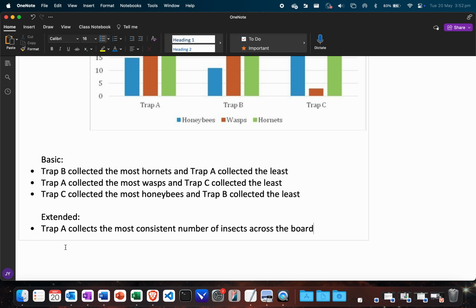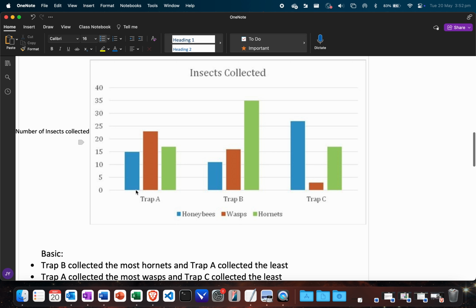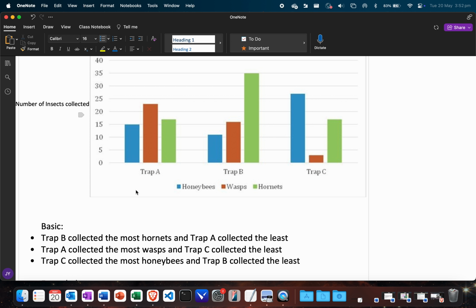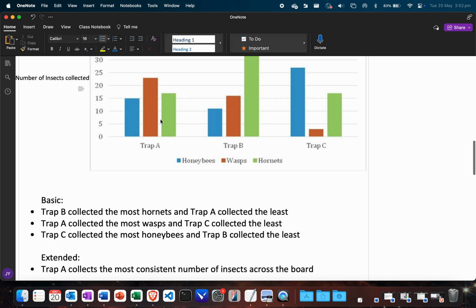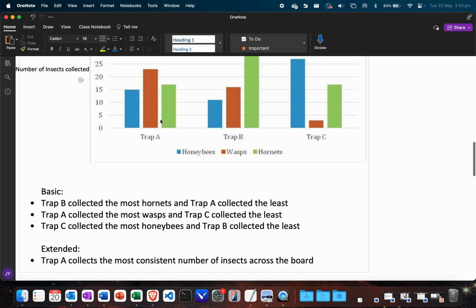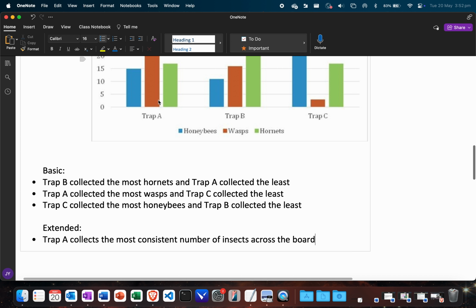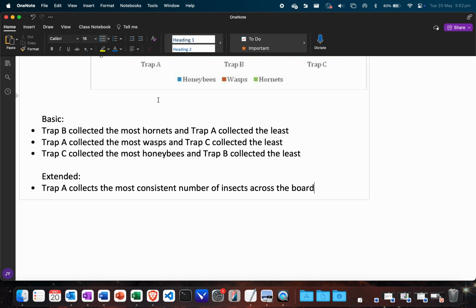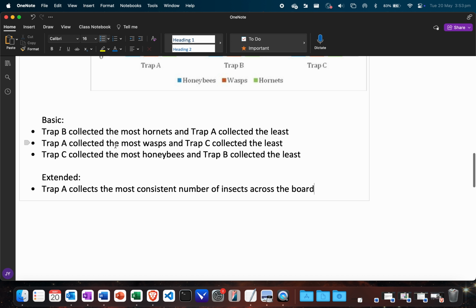Okay? So we're basically saying here that trap A collects not the most of anything apart from the wasps, but it collects a really good number of each of them. So maybe if we only had money to buy one trap, which one should we buy? Probably trap A in that case, right? If we had a big problem with all of these insects. Okay, so that is a really high level trend to identify.